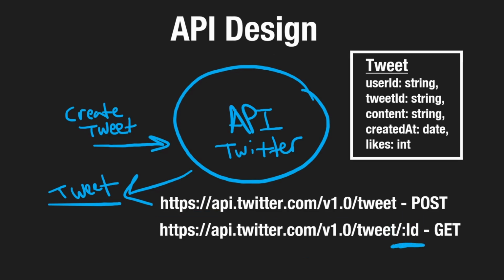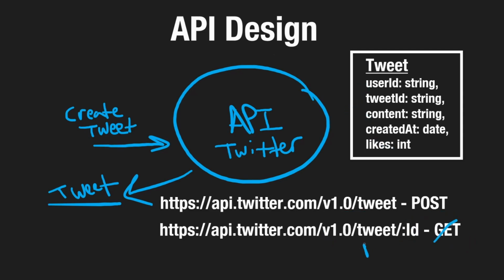This is a URL parameter. That doesn't mean that the URL is going to be v1/tweet/ID. This is a parameter. There's going to be some value that we put here, which is going to be a tweet ID associated with an individual tweet. A get endpoint would be to just read that tweet and all the information associated with it.